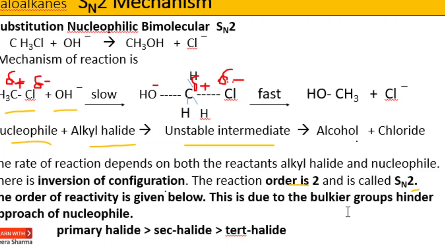So the reactivity in this case would be: primary halide is the most reactive, secondary halide is less after that, and then the tertiary halide. This is important. You get problems based on this SN2 mechanism. So what I should know is that it is second order, and there is inversion of configuration. The OH is attached on the opposite side to where the halogen was attached.